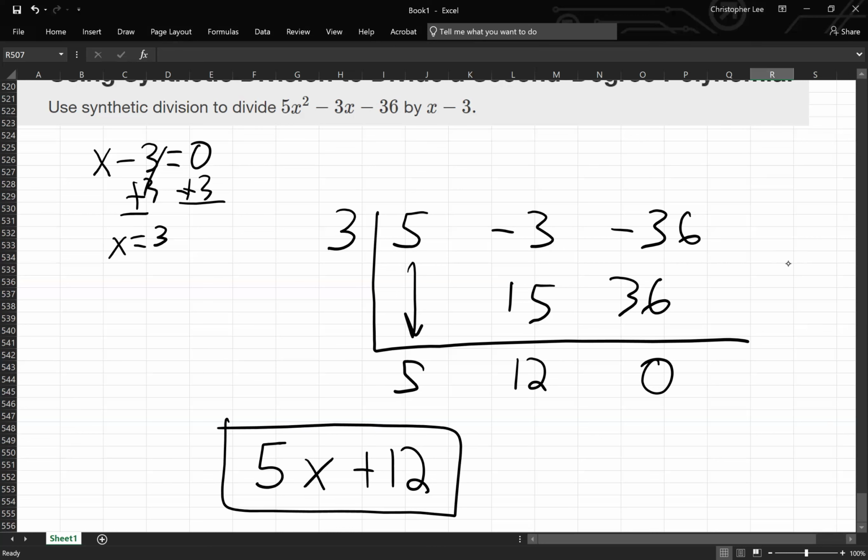So when I divide x minus 3 into 5x squared minus 3x minus 36, one factor is 5x plus 12. I still hate this method.